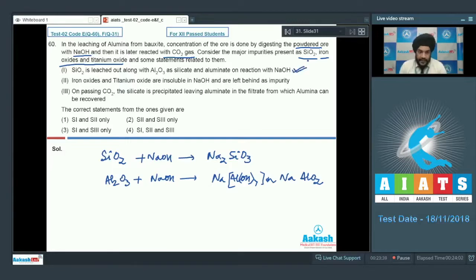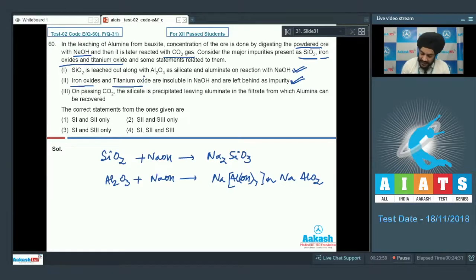If you look at option 2, the iron oxides and titanium oxides are insoluble in NaOH and are left behind as impurity. This statement is also correct. Both these oxides are basic in nature. Titanium oxide and iron oxides are basic, so they will not react with NaOH, which is also again a base, and they are left behind as impurity. This statement is correct. Looking at the third option now, on passing CO2, the silicate is precipitated, leaving the aluminate in the filtrate from which alumina can be recovered.